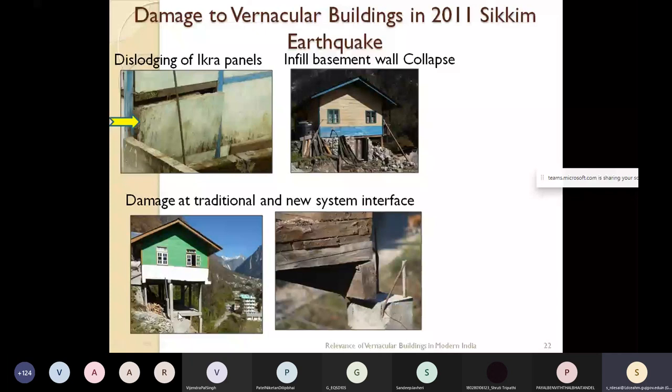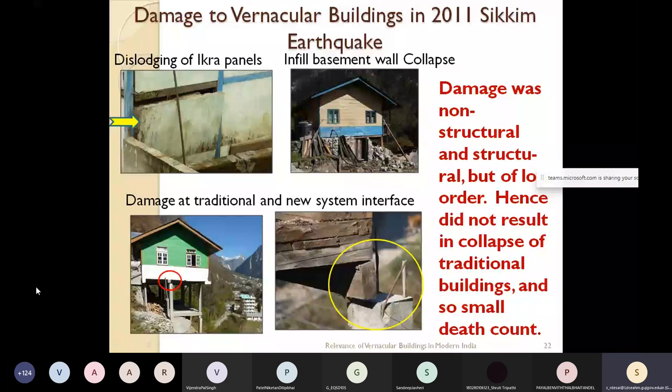And needless to say, the interfaces of the modern and the traditional are always complicated. What you see here is the problem at the interface, timber and the RCC, where poor joinery has failed. Also you see an RC column under distress because this is all jugaad RCC construction, so needless to say, even that is going to suffer. But basically, a lot of the damage was non-structural, and even the structural damage was of low order. Hence, it did not result in collapse of traditional buildings.